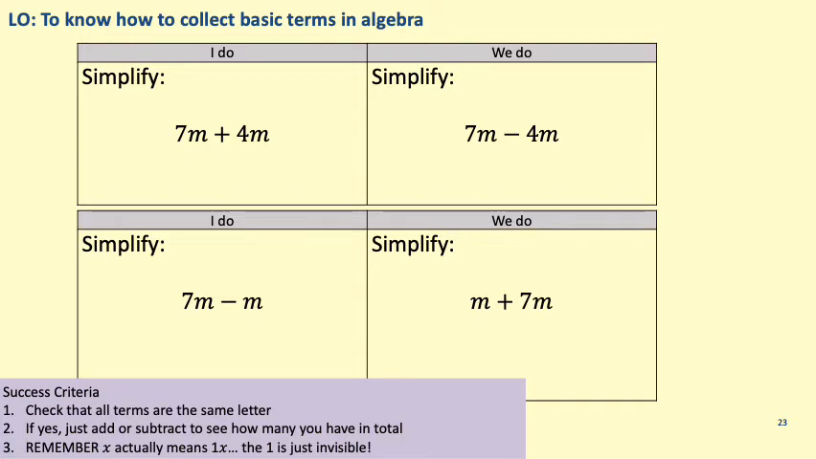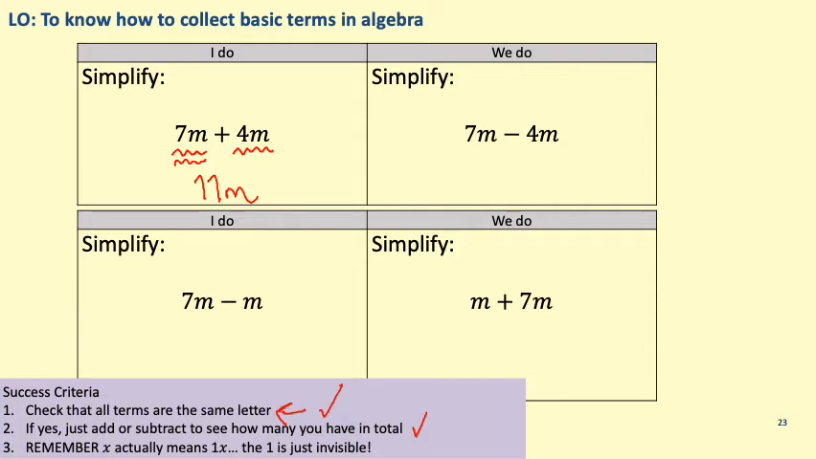So let's have a look at our success criteria. Check all the terms have the same letter. So this here would be a term, and this here would be a term, because they are just a collection of a variable and a number that's times by it. So our letters are the same, so tick. If yes, then add or subtract how many you have in total, so we can do that. So we've got 7 lots of m, and we're adding 4 lots. So 7 plus the 4 gives us 11, but it's 11 lots of m that we've got.